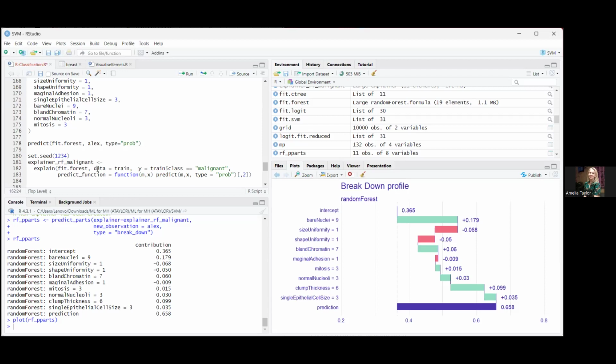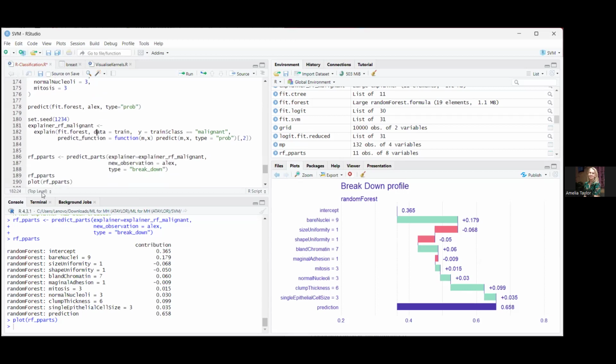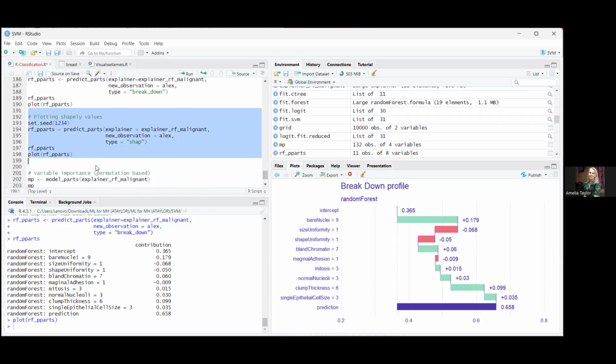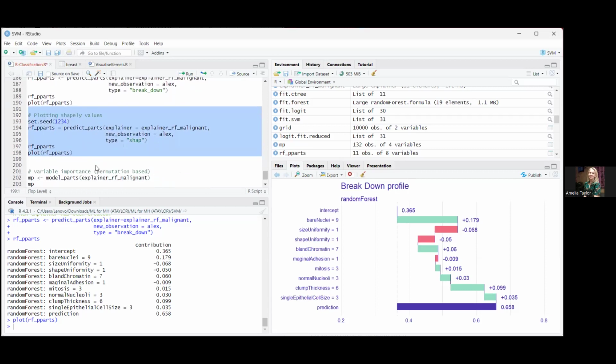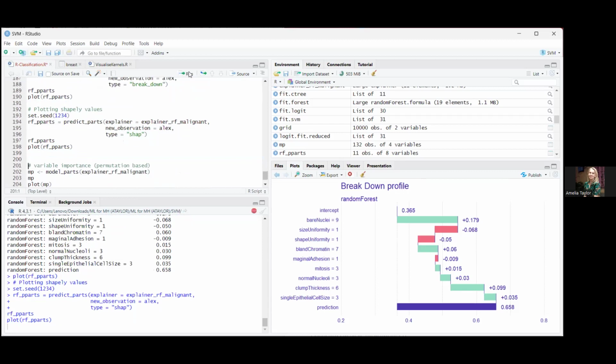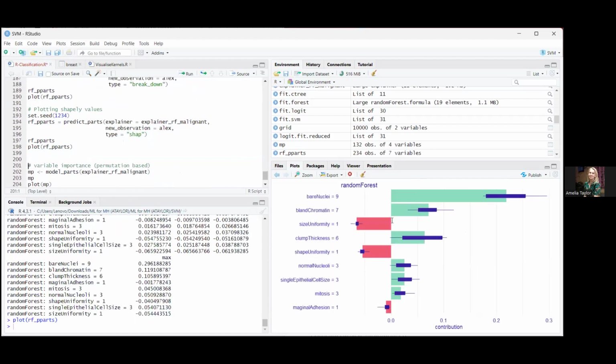So this is one of the libraries that's available. And the other one that I included in here that you can use as an example is a library called Shapley. This library also allows you to do something similar. So let's run this code and plot it. And you can see now the contribution that these variables have to the final score.